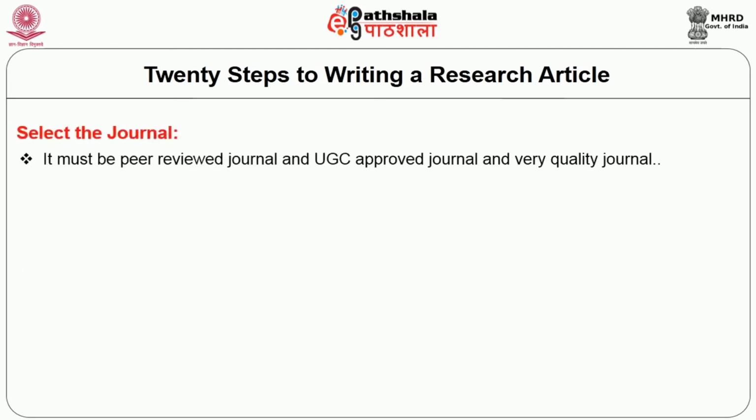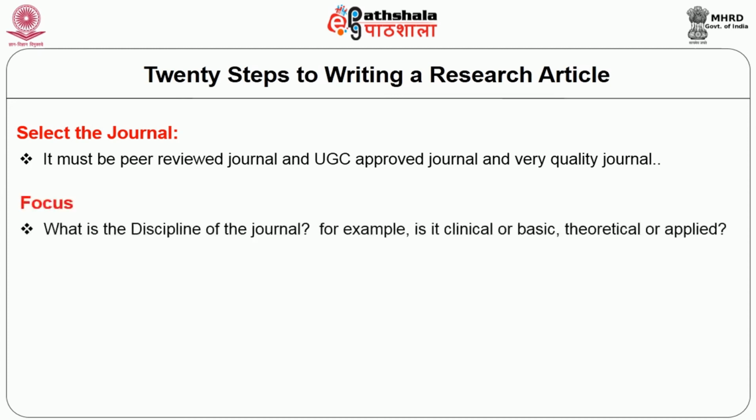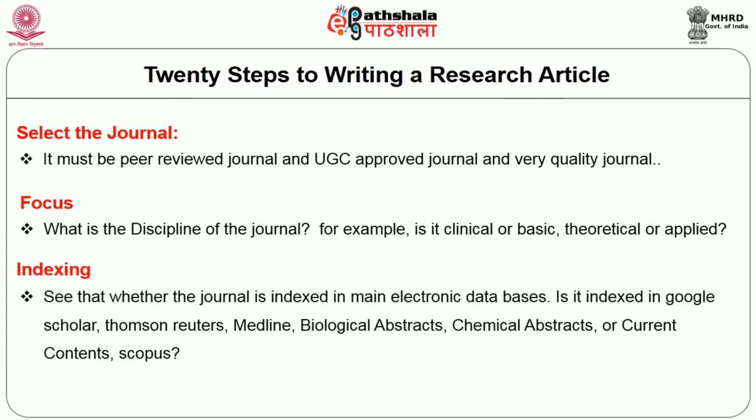The next one is select the journal. It must be a peer-reviewed journal, a UGC approved journal, and a very good quality journal. Focus: what is the discipline of the journal? For example, is it clinical or basic or theoretical or applied? Then indexing. See whether the journal is indexed in main electronic databases. Is it indexed in Google Scholar, Thomson Reuters, Medline, Biological Abstracts, Chemical Abstracts, or Current Contents, Scopus?